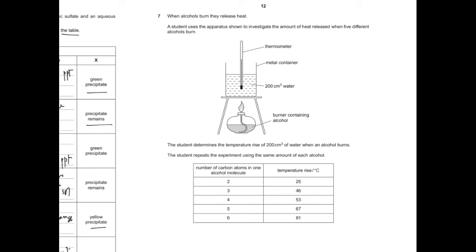Okay, when alcohol is burned, they release heat. A student uses the apparatus shown to investigate the amount of heat released when 5 different alcohols are burned. This is a 2 carbon atom alcohol and this is a 3 carbon atom alcohol, with different temperature rises. The student determines the temperature rise of 200 cm³ of water when the alcohol burns. Alcohol is burning here and it is releasing heat, and that heat is being absorbed by water, and the water temperature is rising.